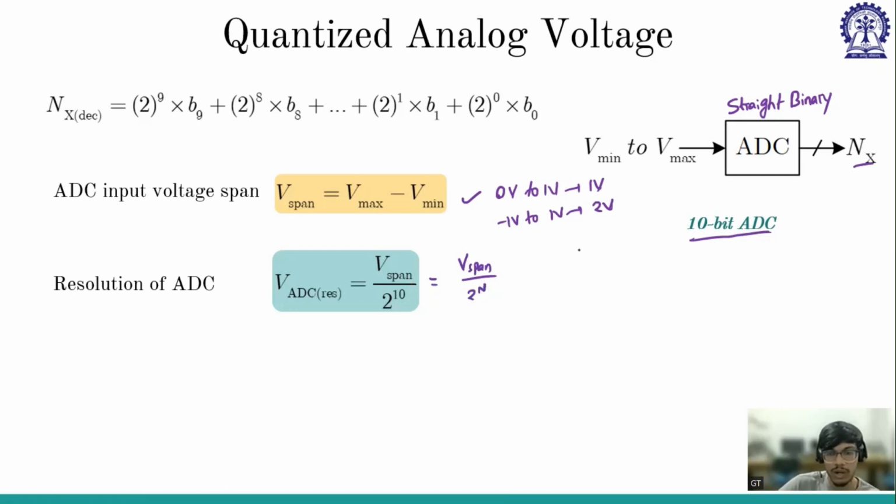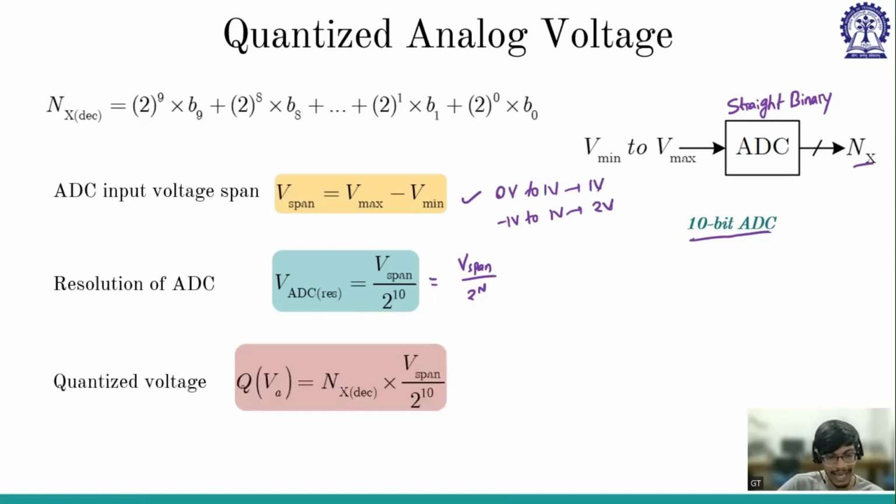So if you want to find the quantized value of the output, then it will be Nx into V span by 2 to the power 10. So let me give an example here. We'll take one example quickly. Say Vmin is equal to 0, Vmax is equal to 1 volt. So from this I will get V span is equal to 1 volt. And it is 10-bit, so 2 to the power n is 2 to the power 10.